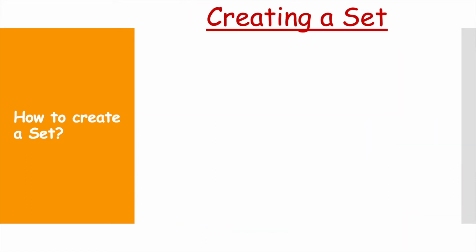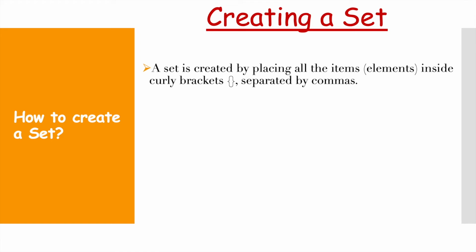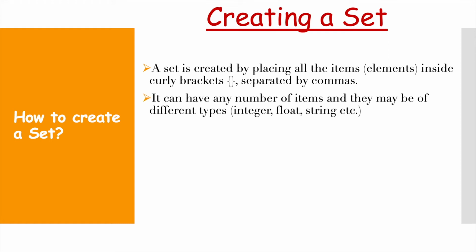Now let's see how to create a set. A set is created by placing all the items or the elements inside the curly brackets that are separated by commas. It can have any number of items, and as I've told you earlier, they may be of different data types like integer, float, string, etc. This is an example of creating an empty set. You have to create an empty set by using the set constructor. Just remember, if you use only the round brackets, it will not create a set. You have to use the set constructor if you want to create an empty set.